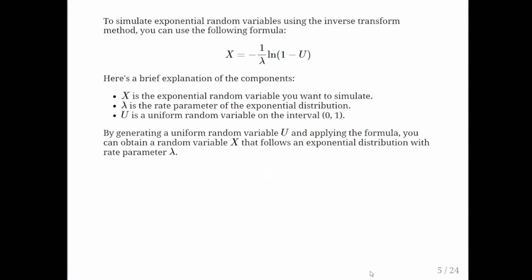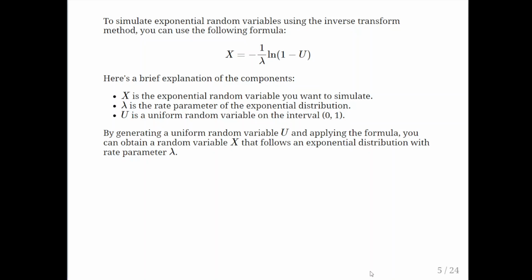Okay. Well, first off, let's just talk about the inverse transform method, just to remind ourselves about that. So here is what we want to do. We want to generate a sample of exponential random variables, okay? And to do this, we use what is essentially the cumulative distribution function, or something that is based on the cumulative distribution function of the exponential random variable.